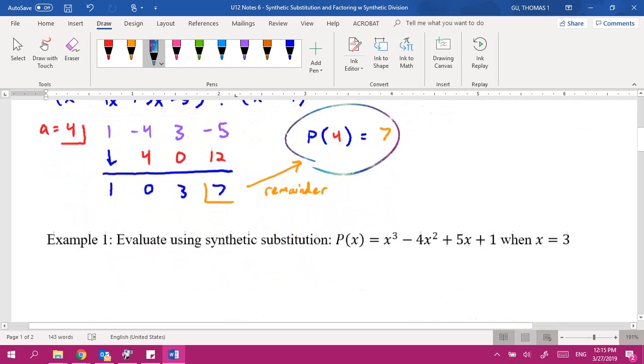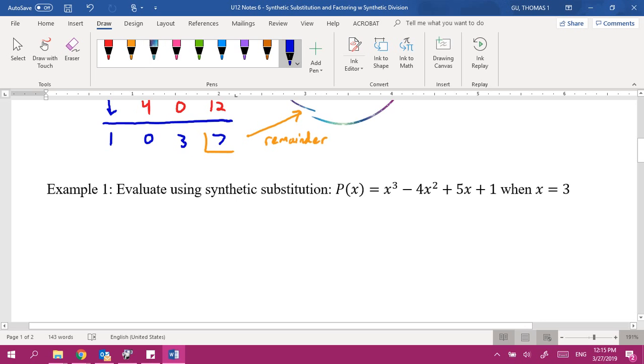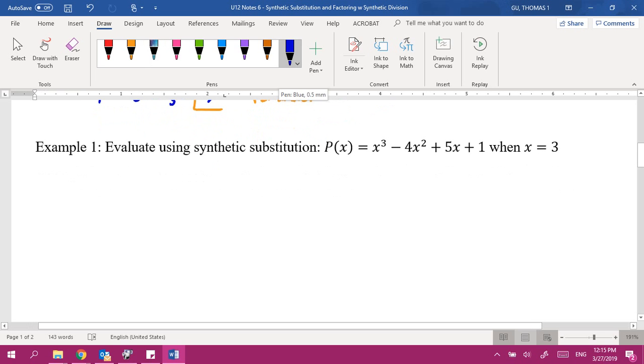All right, so example 1. Let's try a couple more examples. Example 1, evaluate using synthetic substitution. There's our polynomial right there, when x equals 3. So the original way we would do this is just plug in 3 for all the x's, right? But we're going to use synthetic substitution.